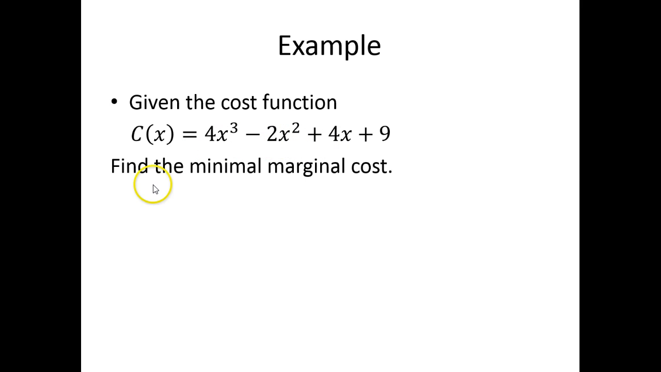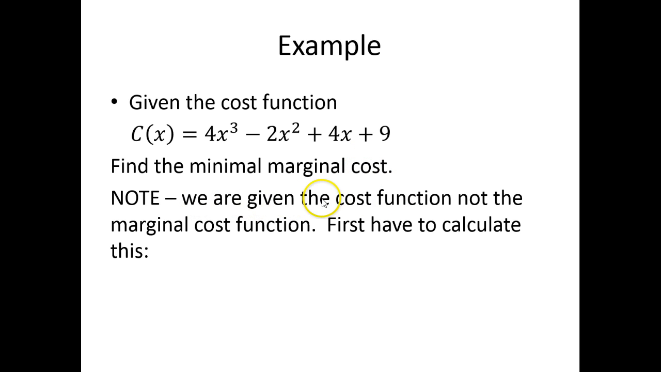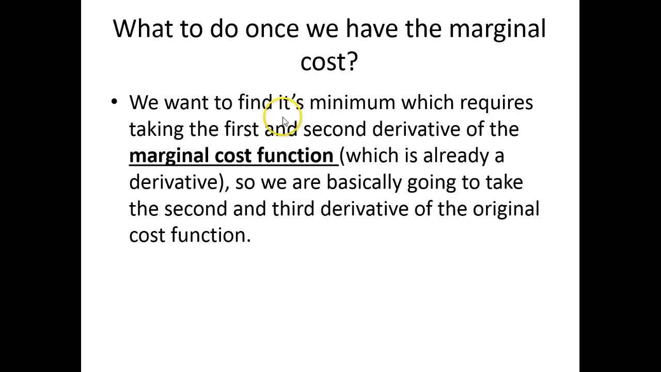This one is an interesting question, and it's interesting because of the way it's written. If you'll notice, we're given the cost function, not the marginal cost function. To calculate the marginal cost, we first have to take the derivative of the cost function. So c prime of x is 12x squared minus 4x plus 4. Nothing earth-shattering about this, but we need to change the way we think, because typically, to date, to optimize something, we take the first and second derivative. Well, what we're doing is we're already starting with the first derivative. So to take the first and second derivative of the marginal cost function, what we're going to wind up doing is basically taking the second and third derivative of the original function.